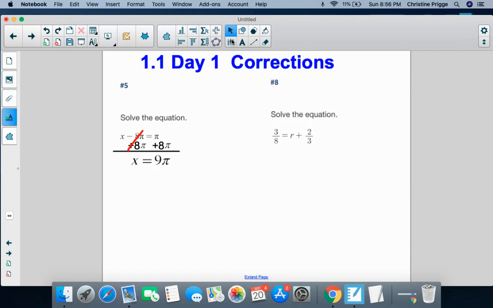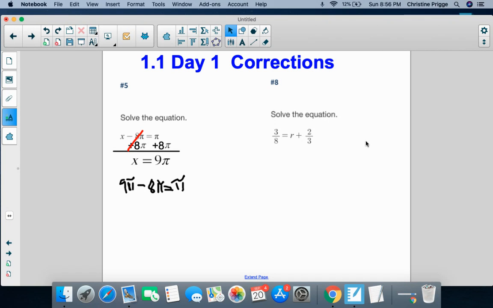So let's take a look at our answer and see if it makes sense. If I have 9 pi's, it's really difficult for me to draw this way, but I will. If I have 9 pi's and I take 8 pi's away, 9 pi minus 8 pi leaves me 1 pi. So that would make sense if you had done this and done the correction yourself to see if your answer was correct, or checked it, I should say. You would have seen that that was the correct answer, 9 pi's.